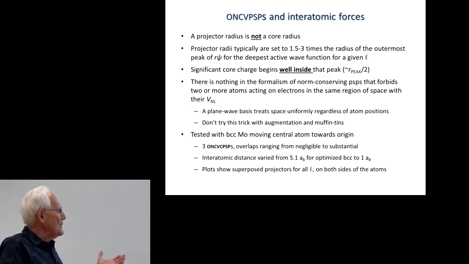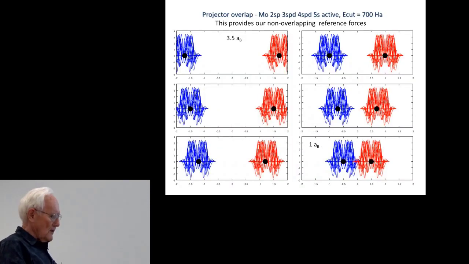So let's just see what happens when we compare three different pseudopotentials where we go from negligible overlap to substantial overlap. Okay, this is going to be the reference calculation. This is almost doing an all-electron calculation on molybdenum with ABINIT. And 5 Bohr is equilibrium for the BCC model. And now we start squeezing the atoms together. I'm superposing all the projectors here for all angular momenta. And they were barely touching down at 1 Bohr.